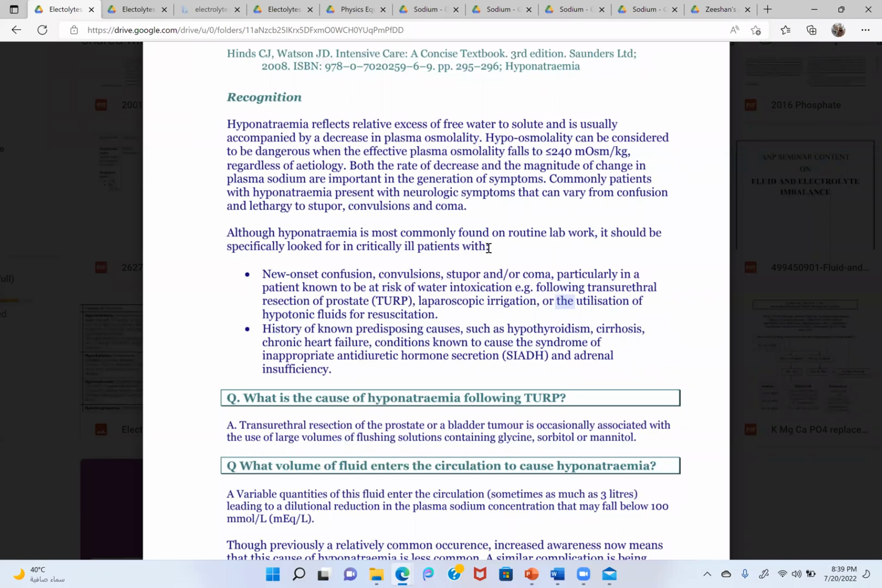TURP. By the way, just to make you people interested, what is gynecological TURP? Have you heard? Has any one of you heard about this terminology?